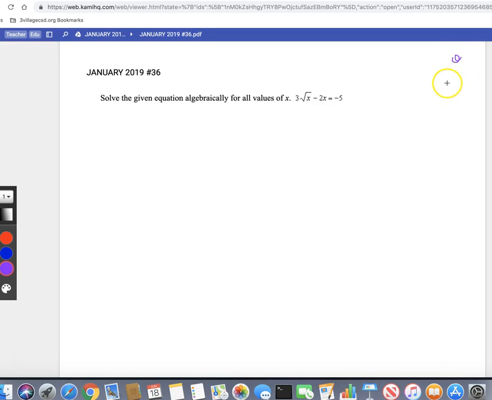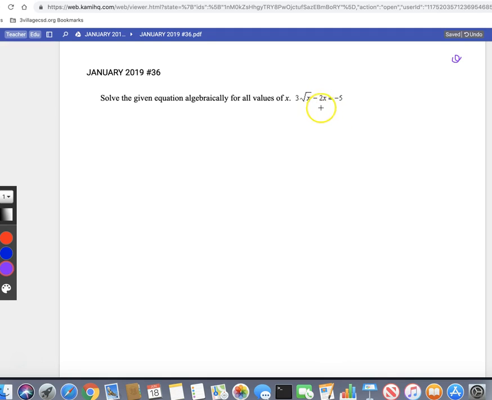Hello, and welcome to my video on the January 2019 Algebra 2 Regents question number 36. In this problem, we're asked to solve the given equation algebraically for all values of x, and we see our equation. In our particular equation, we see a radical, so this is an example of a radical equation.